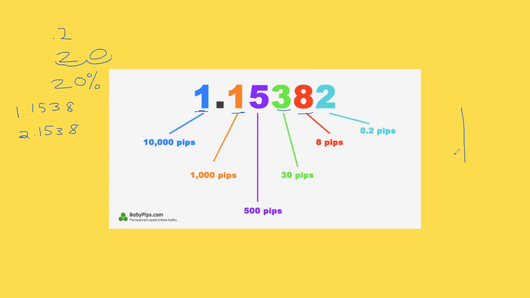All right, 10,000. Everybody who said 10,000 is correct. This will be a 10,000 pip change from 1.1538 to 2.1538. That's 10K pips.